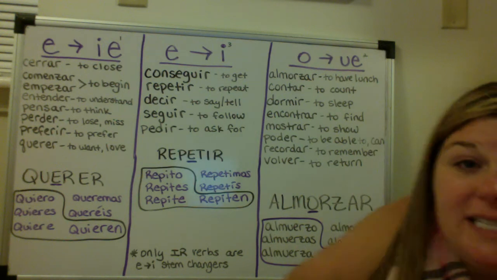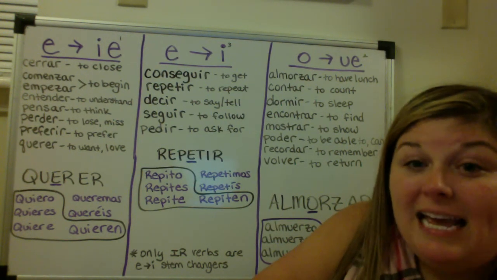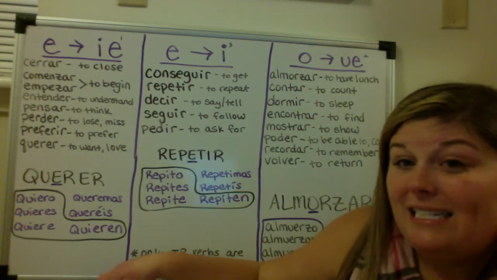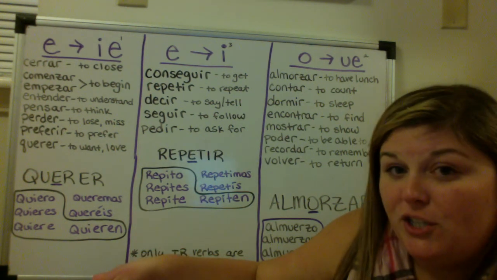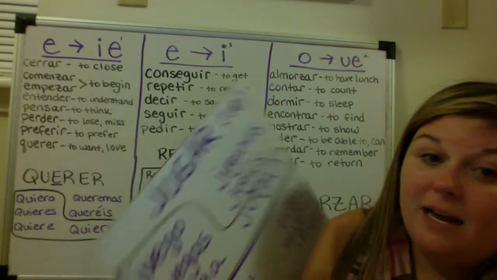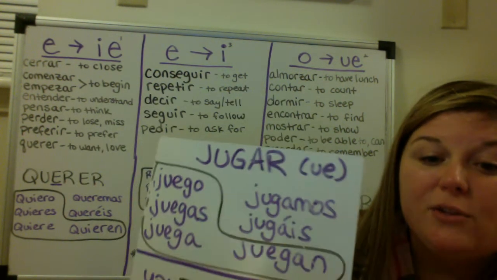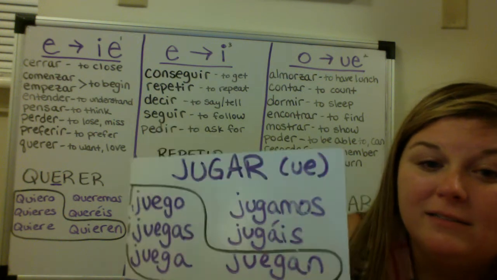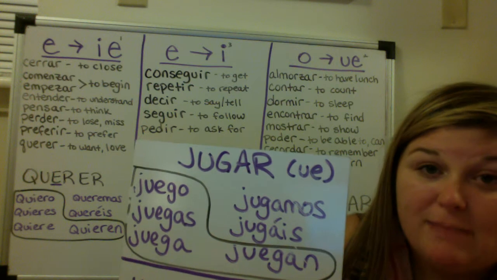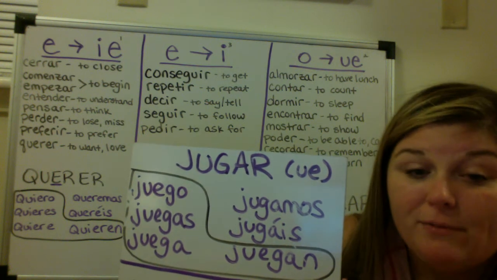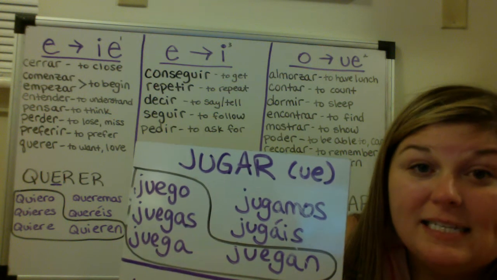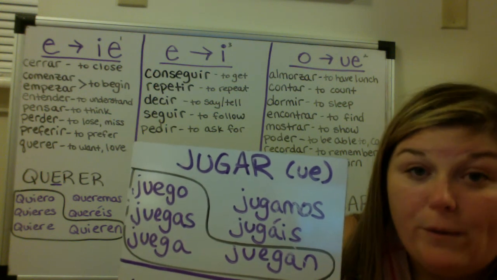There's one more stem changing verb that's very, very common, and it falls into the O to UE category even though it's not an O to UE changer. It's a U to UE changer. We include it in the category because it does change to UE. So the verb jugar means to play. It's a very common word in both English and Spanish, to play sports, to play a game, right? So the U, which is the stem vowel in this case, is going to change to a UE when we conjugate it.